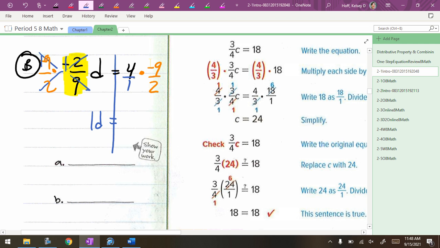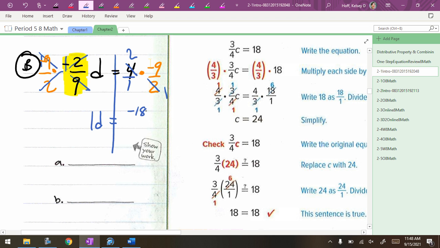Then I look. By the raise of your hand, somebody tell me if I can cancel anything. If you've already answered for me, I'm not going to pick on you. I just brain farted. Nevea, what can you cancel? 4 and 2. 4 is going to become a 2, and 2 is going to become a 1. Nicely done. We multiply across, 2 times negative 9.